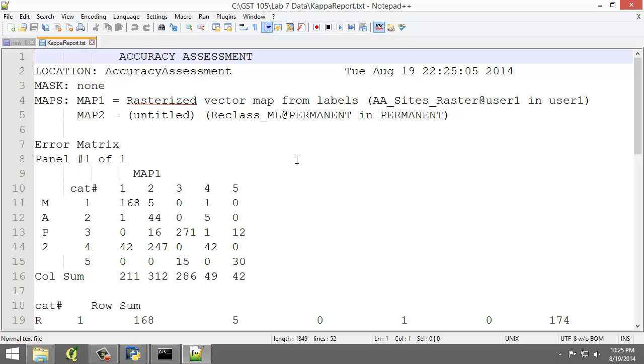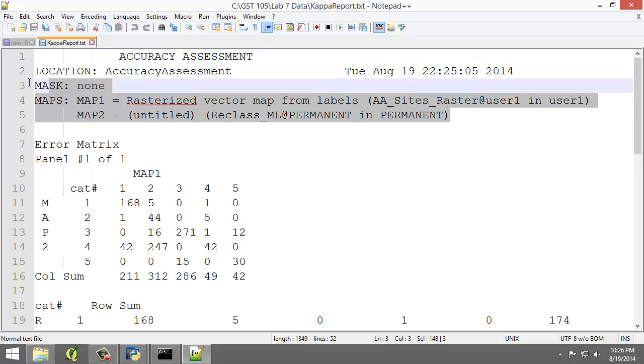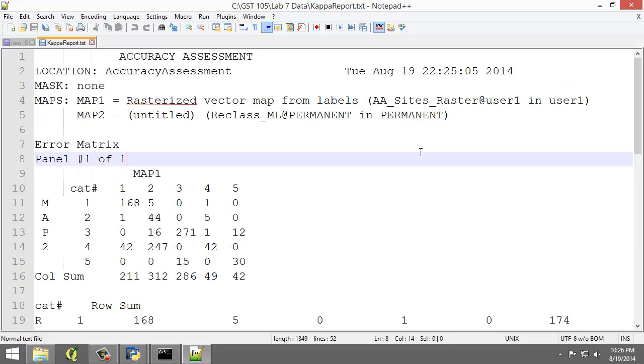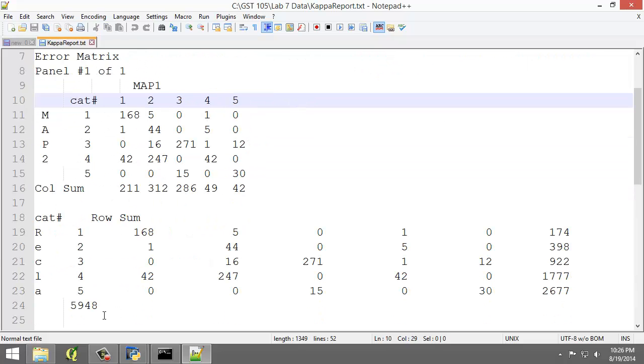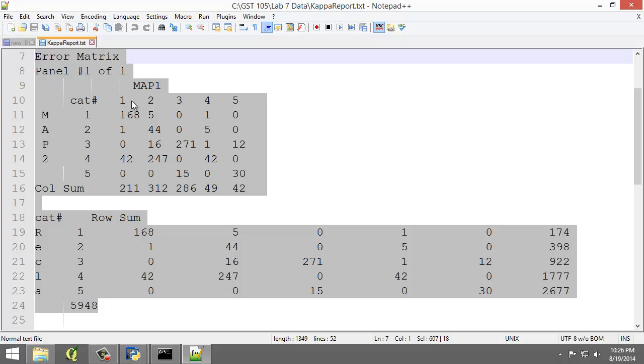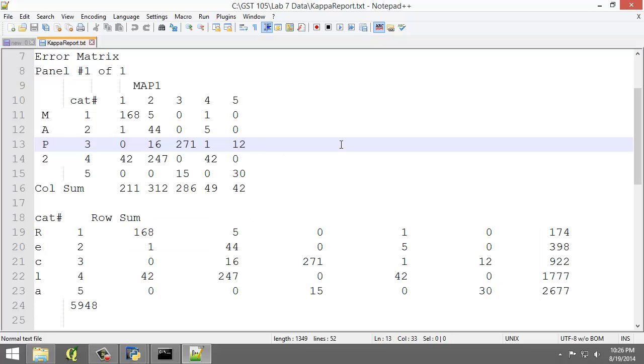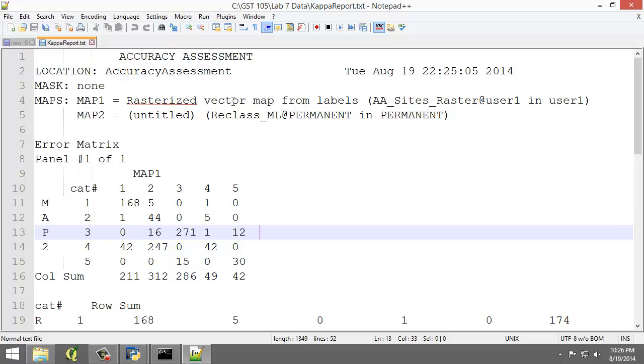So let's talk about this capital report. The first section, which is the five lines in our case here, display the header information identifying the title, the location, the date, any mask that we had applied, and input maps for the kappa analysis. The second section, which are lines 7 through 24 in our case, so all these lines here, display the error matrix between map 1, which was identified as the AA sites raster here, and map 2, which is specified as the ML permanent raster here.